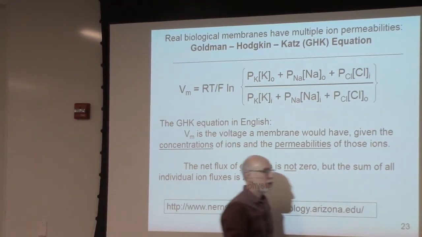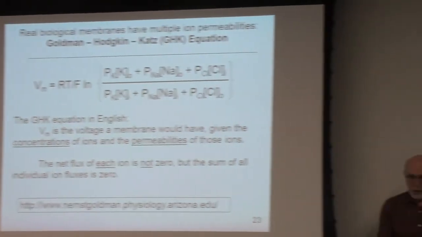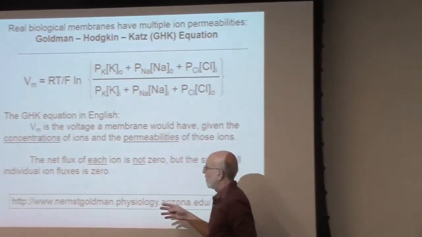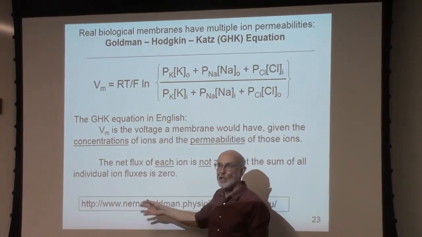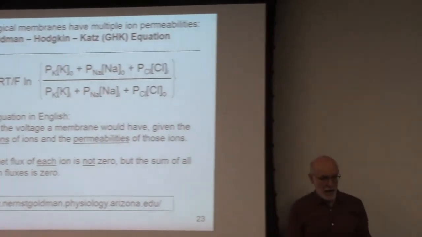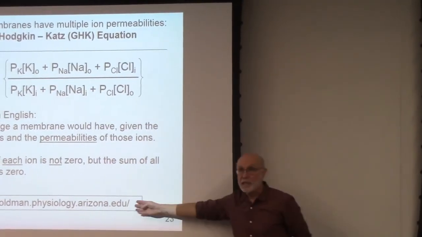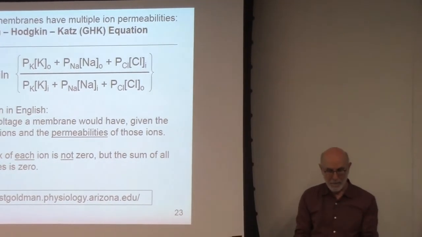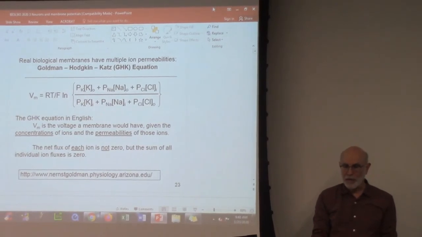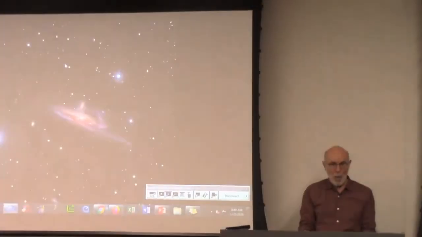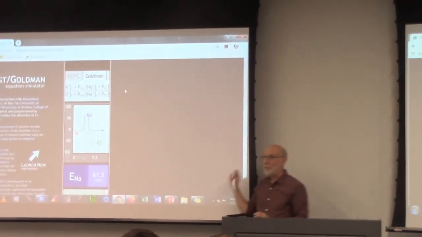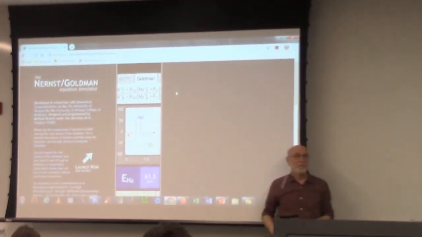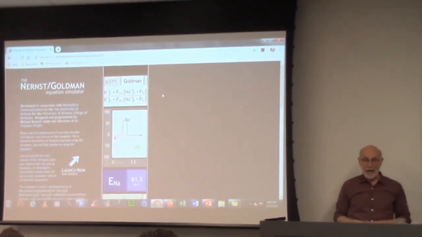You're going to use the Nernst-Goldman simulator. Goldman is shorthand for Goldman-Hodgkin-Katz, and Nernst is Nernst. There is this simulator online. This is the URL for it. So here's how you're going to do this. You're going to cut and paste that URL into your browser, and it's going to pull up a page like this.